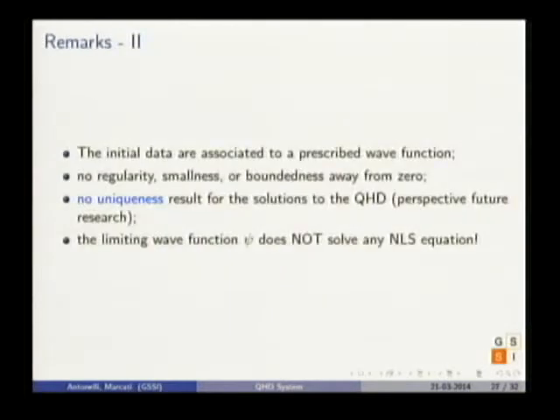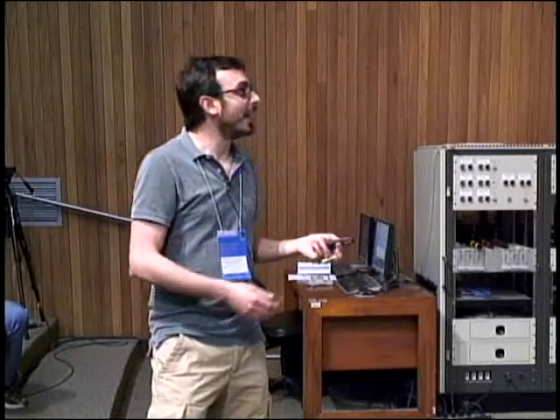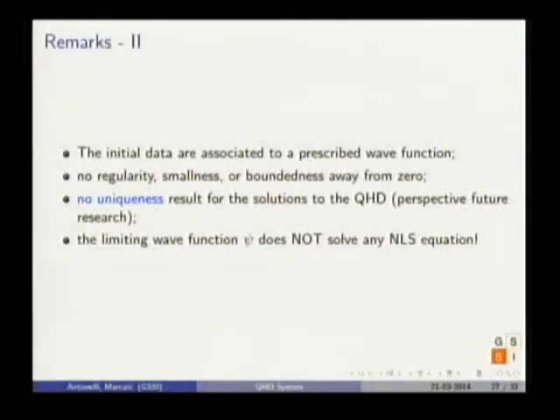So just let me go back to some remarks. Again, the initial data are given by some wave function. Again, you have no regularity, smallness, or boundedness away from 0, but this was also true for the collisionless case. You don't have uniqueness, of course. You construct a particular solution, and you don't know if this solution is unique for the QHD system. Actually, we are trying to work in this direction too. And then, this is important.